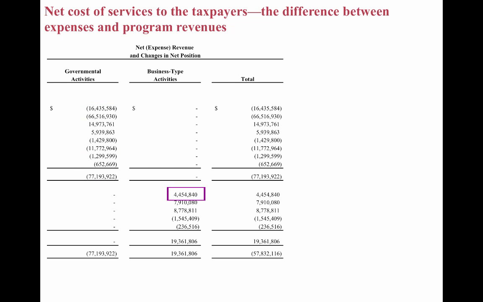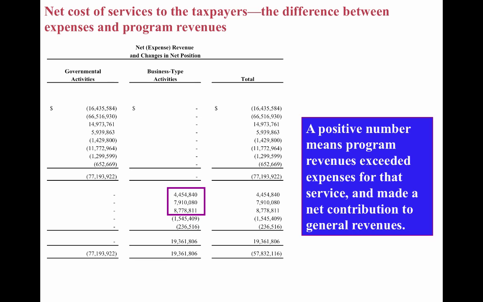You tend to expect to see business type activities have a positive number or a net revenue, meaning that they have raised sufficient resources to cover their costs, although sometimes you will see some that do not. And in fact, there are a couple here that are not self-supporting.